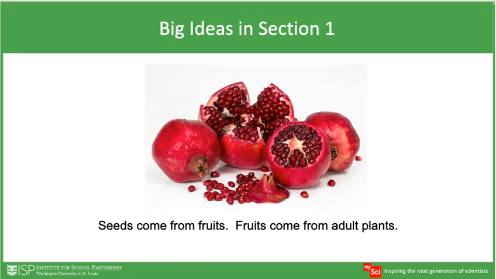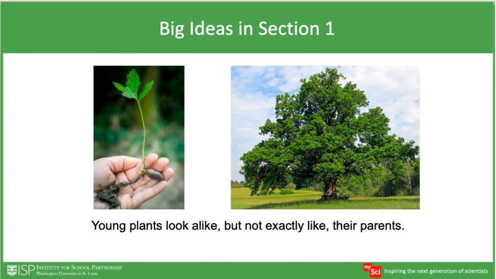Here is the content level big idea for Section 1 and how students will figure it out. Students examine beans with hand lenses, draw pictures, and read books to figure out that seeds come from fruits and fruits come from adult plants. They watch videos, look at pictures, read books, and plant 3 different kinds of seeds to figure out that young plants look alike, but not exactly like their parents.